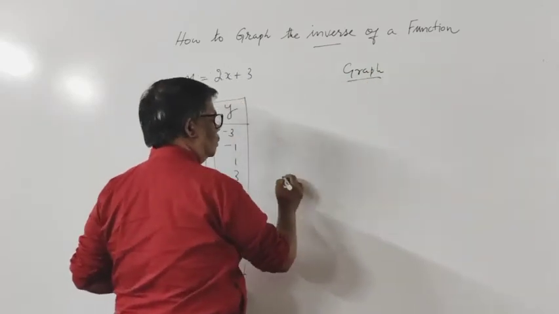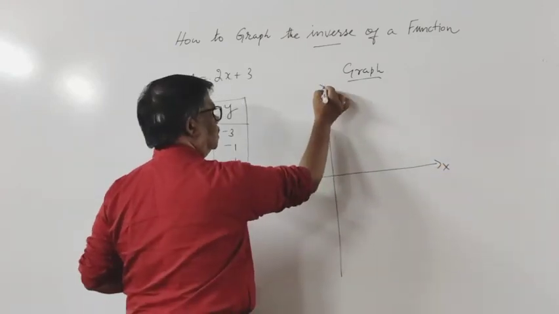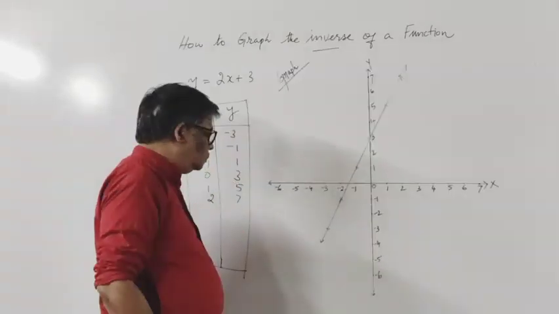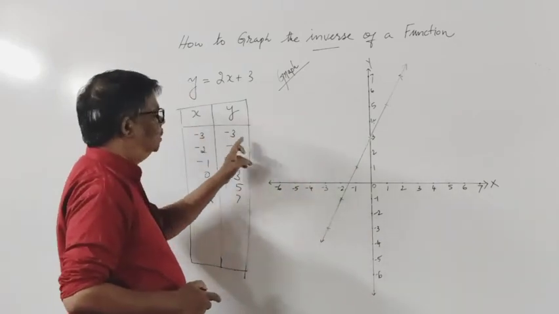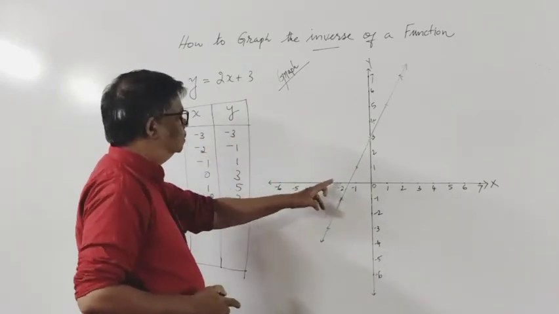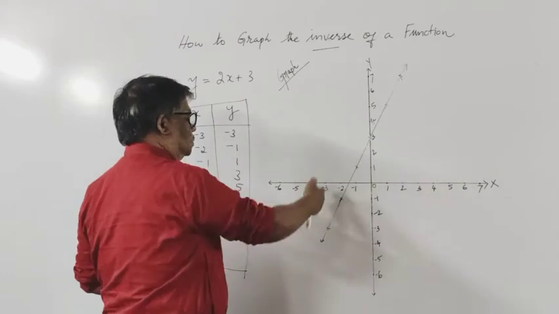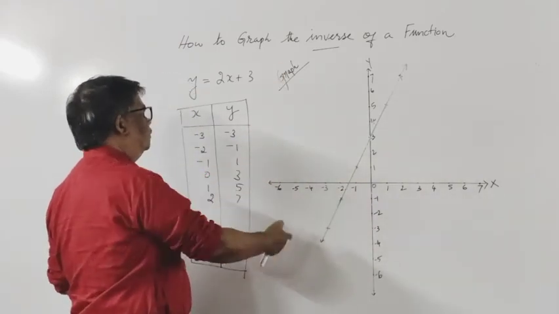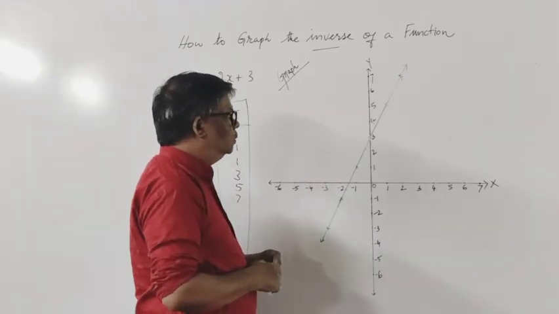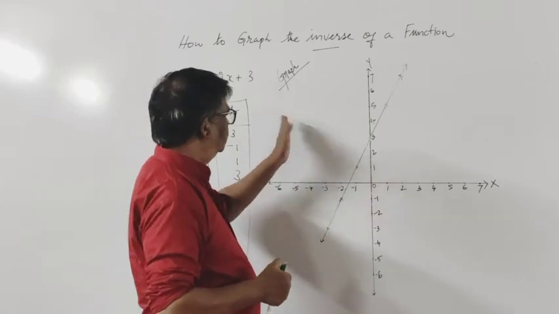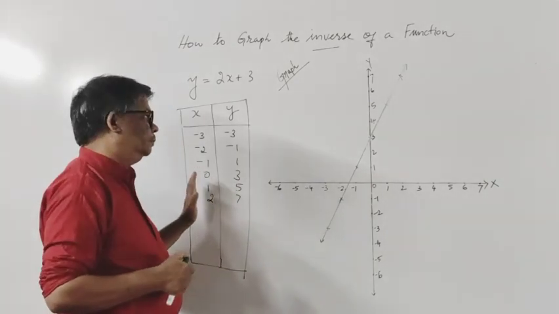We draw the graph on two mutually perpendicular straight lines known as the x-axis and y-axis. So I have plotted all the points: minus 3, minus 3, minus 2, minus 1, like that. All these points I have plotted, and I have joined all these plotted points to get the graph of the function y is equal to x plus 3.